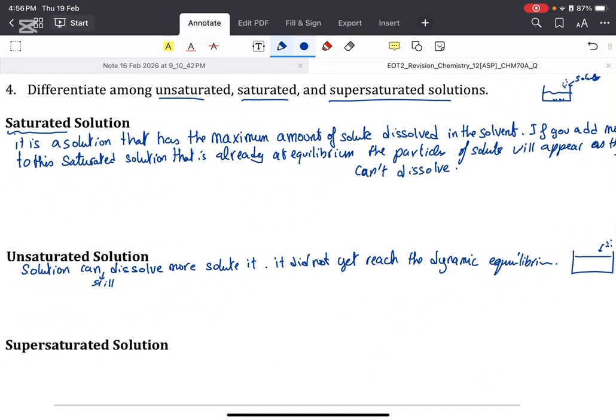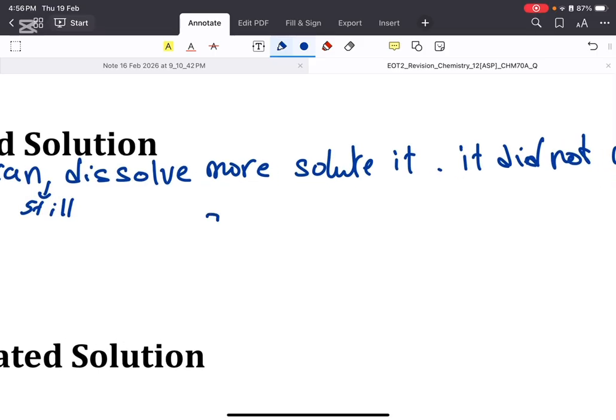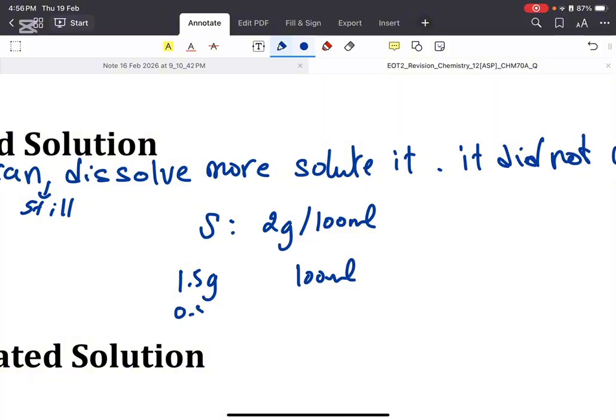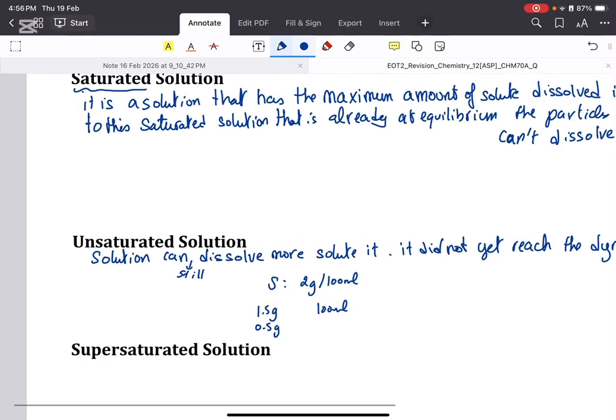Okay, so in the definition, in the answer key, it's written a solution containing less than the equilibrium amount of solute. It means it didn't take the maximum amount of solute that it can dissolve. I can give you in numbers. Like for example, a solubility of a solution is 2 grams per 100 milliliter. So if you added 1.5 grams in 100 milliliter, the solution is unsaturated because you can still add up to 0.5 grams. But in the saturated, if the solubility is 2 grams and you added 2 grams already, then it is saturated.